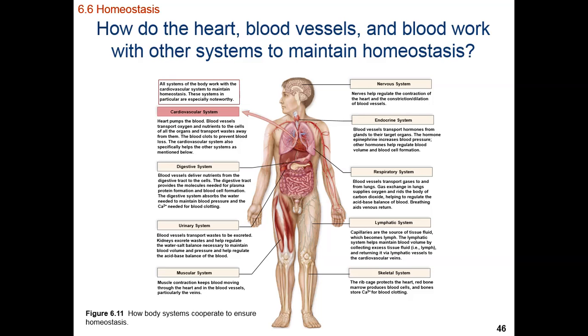The cardiovascular system, more than any other system, helps to maintain homeostasis in the body by equalizing the internal environment from one part of the body with the internal environment in another part of our bodies.